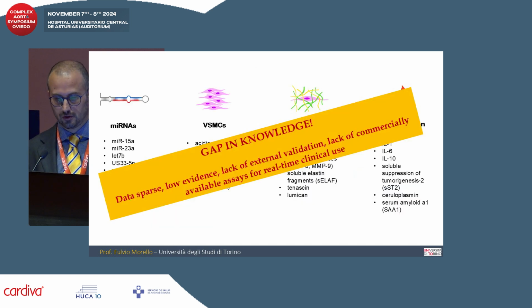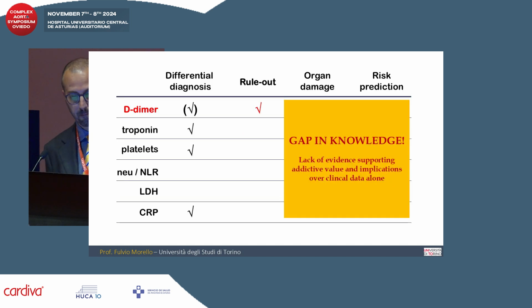Then there's a huge amount of studies, some more recent, others less recent, on different markers coming from inflammation and coagulation and so forth. But we have a problem here. The problem is that there's a huge gap of knowledge, sparse data, low evidence, lack of external validation, lack of commercially available assays for real-time clinical use, so we don't really know what these represent in our clinical practice, and if they may represent anything in clinical practice now.